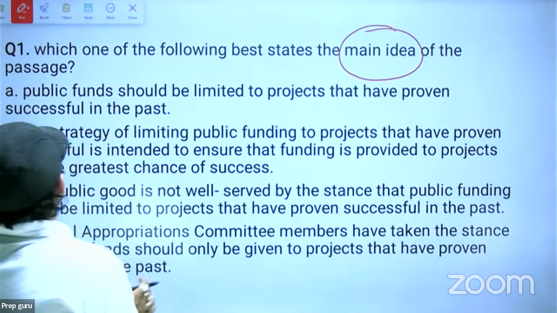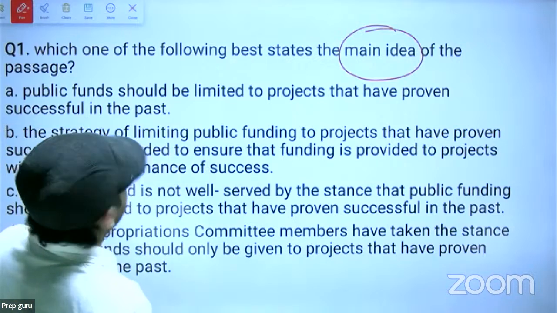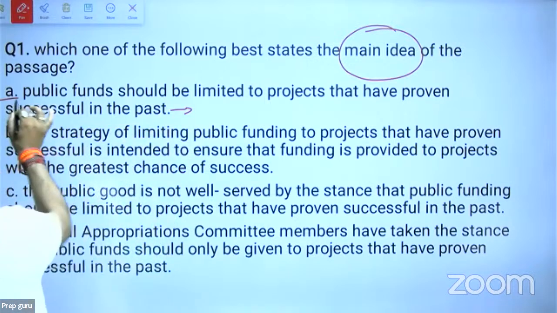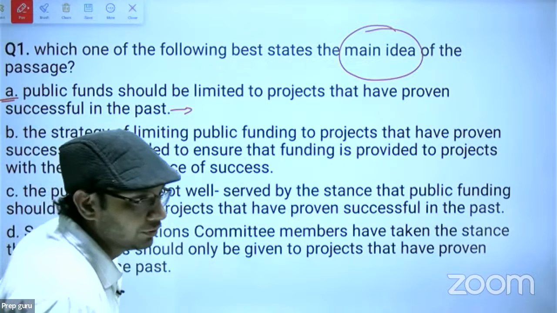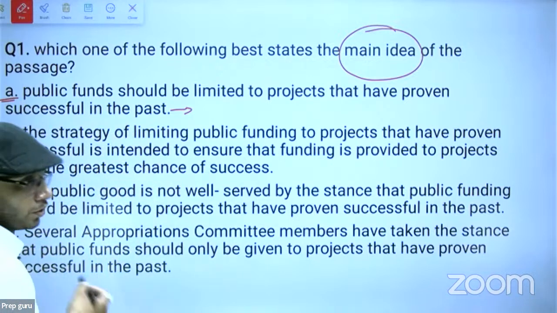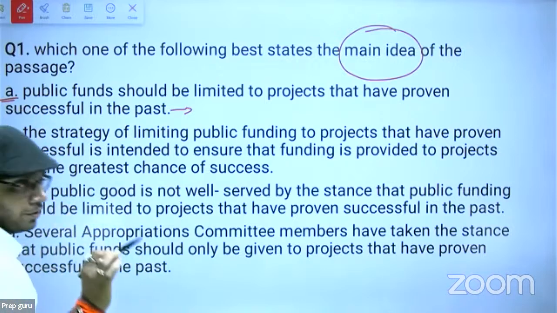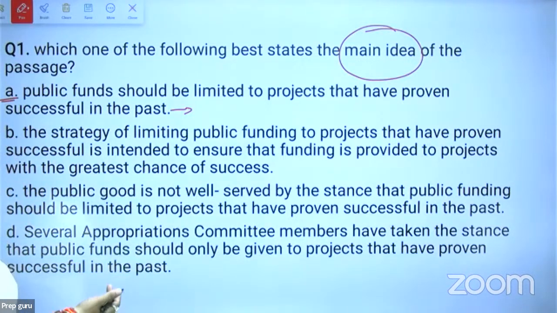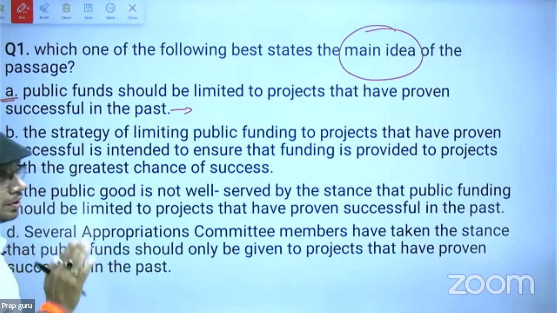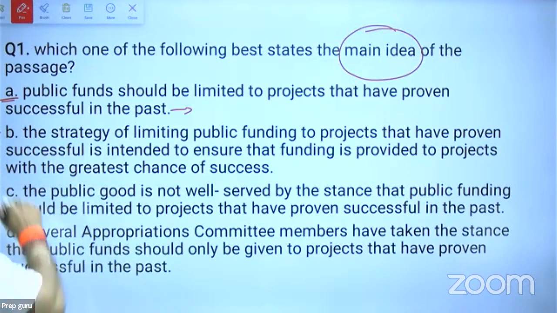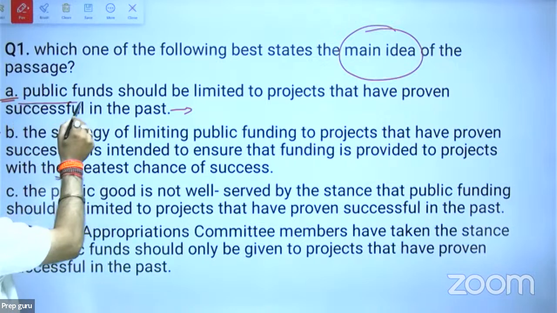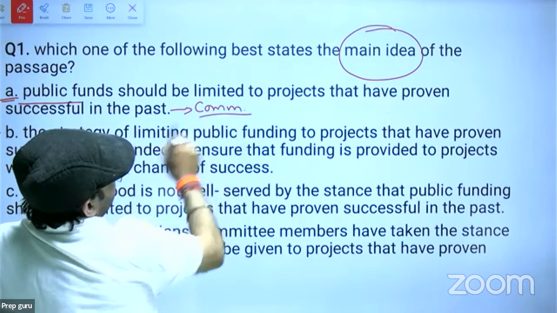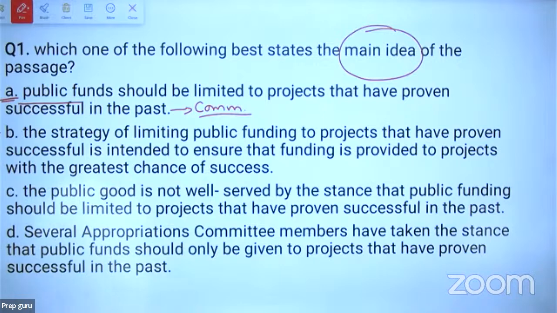Okay, let's see. Option A, public funds should be limited to projects that have proven successful in the past. Why is this not the answer? See, always try to eliminate the options. Eliminate the options which are wrong according to you. If you are even 0.1% in doubt that it might be the correct answer, then make a point over it. Otherwise, if you are sure enough that it is not going to be the answer in any case, then make a cross, right? So for option A, I am making a cross. Why? Because this is the view only of the appropriation committee. The author is not agreeing with this thought, right?